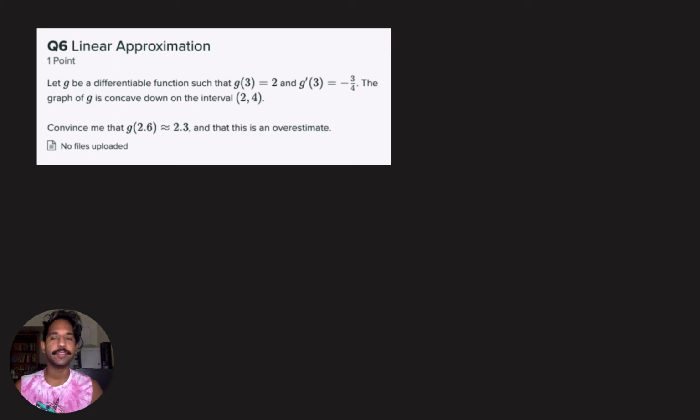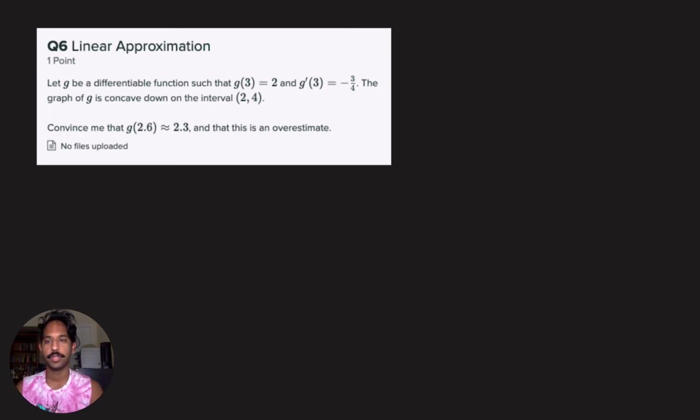Let g be a differentiable function such that g of 3 equals 2 and g prime of 3 equals negative 3 over 4. The graph of g is concave down on the interval from 2 to 4. Convince me that g of 2.6 is approximately 2.3 and that this is an overestimate.